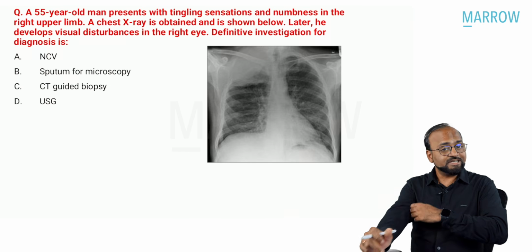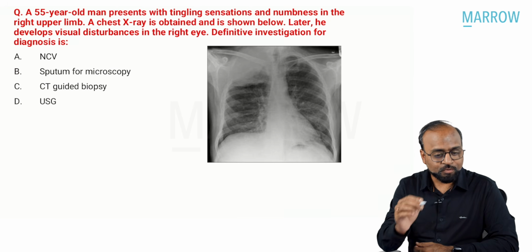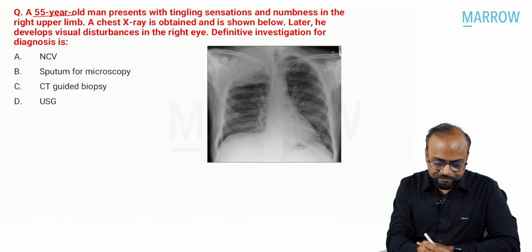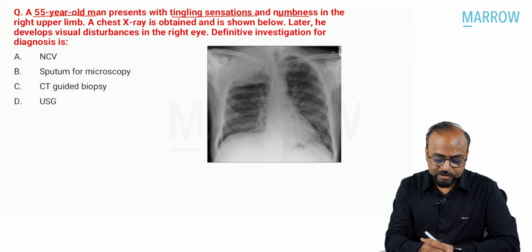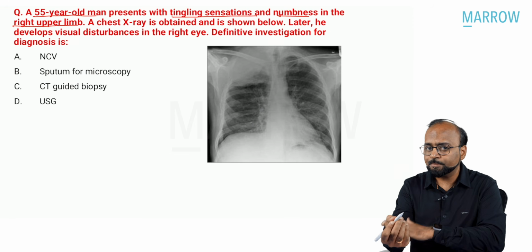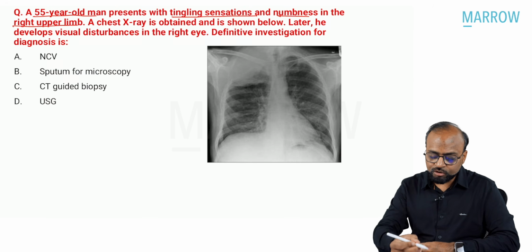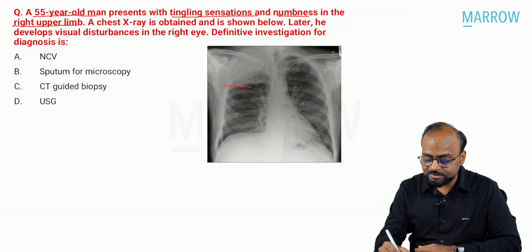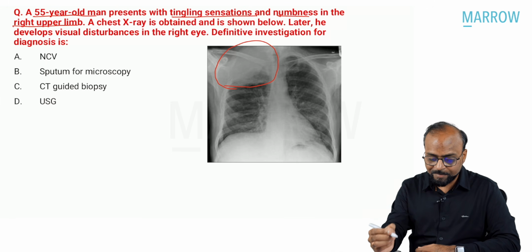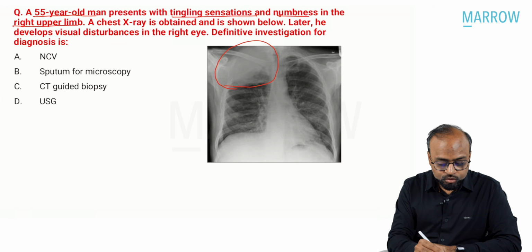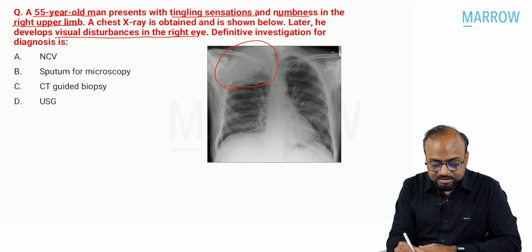Now another chest x-ray based question was asked, and let us see what the history was. A 55-year-old man presents with tingling sensations and numbness of the right upper limb. So right upper limb symptoms. And what do you see on chest x-ray? On chest x-ray, ipsilaterally, that is on the right side, you see a mass-like opacity in the apex. Later, he also develops visual disturbances in the right eye.